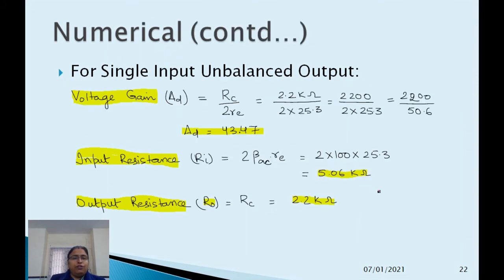So for the single input unbalanced output, there is only a change in the voltage gain equation, and that is equal to RC upon 2RE. So it is 2200 upon 2 into 25.3, and it is equal to 43.47. Input resistance is 2 beta AC into RE, it is 5.06 kilo ohm, and output resistance is 2.2 kilo ohm. So these are the three parameters we have calculated for both the configurations.